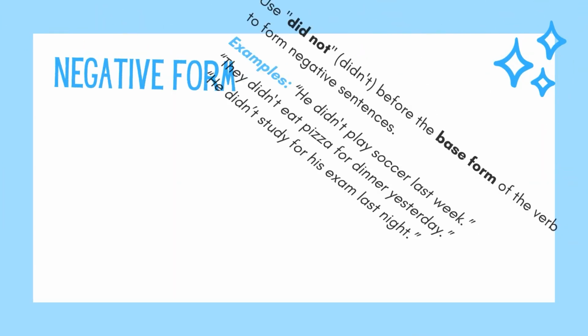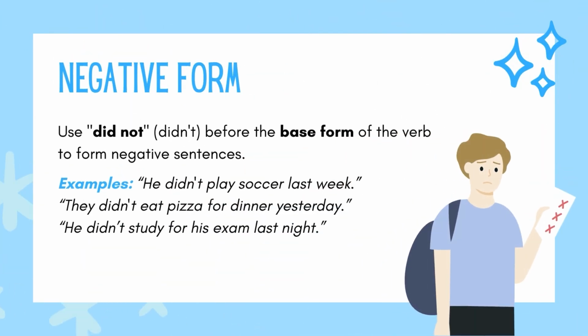Now if you wanted to turn the past simple into a negative form, simply use did not or its contraction didn't before the base form of the verb to form negative sentences. For example, he didn't play soccer last week. They didn't eat pizza for dinner yesterday. He didn't study for his exam last night.